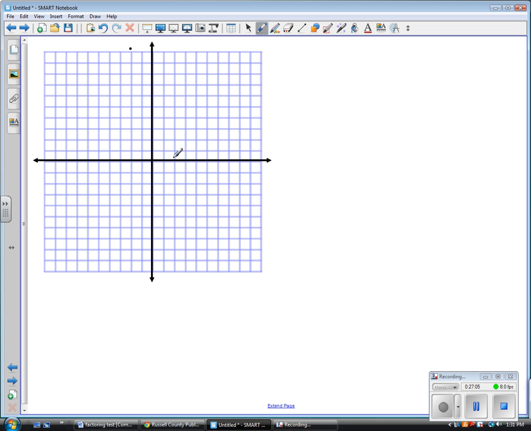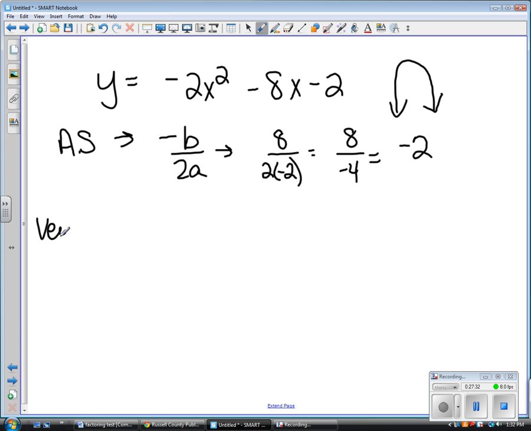Alright, so x equals negative 2. Here's going to be my axis of symmetry. I'm going to change that color again so we know he's just the axis of symmetry. Alright, so now I'm going to go back. How do I find my vertex? Substitute in the axis of symmetry. So I'm going to substitute in negative 2.